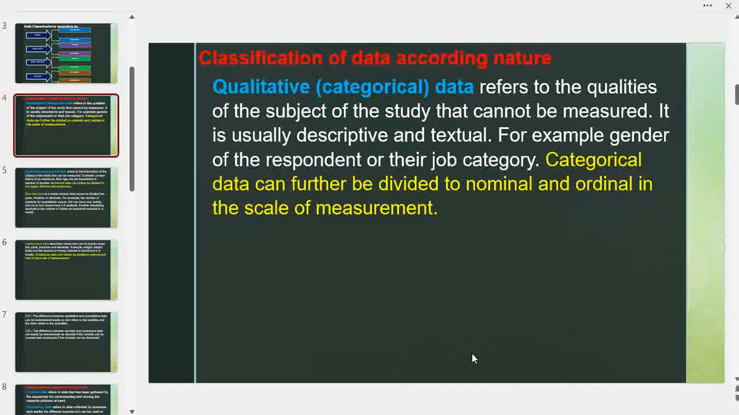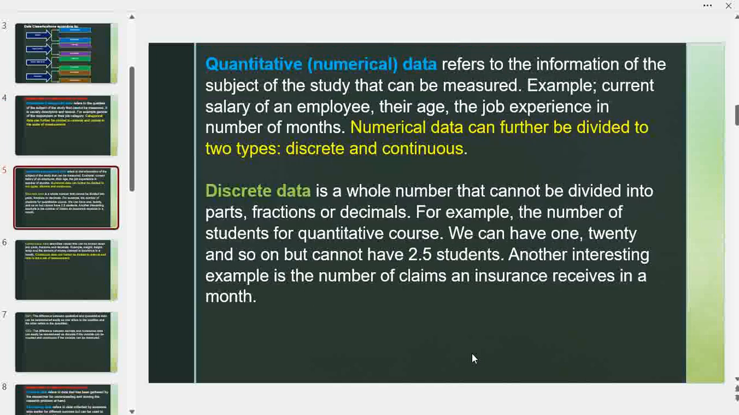We are going to look at the description of nominal and ordinal scale of measurement in just a few. We have quantitative data. Quantitative data are the information of the subject of the study that can be measured. For example, the salary, the job experience in the number of years, and so on. And numerical data are divided into two types. We have discrete and we have continuous. Discrete data is the whole number that cannot be divided into parts.